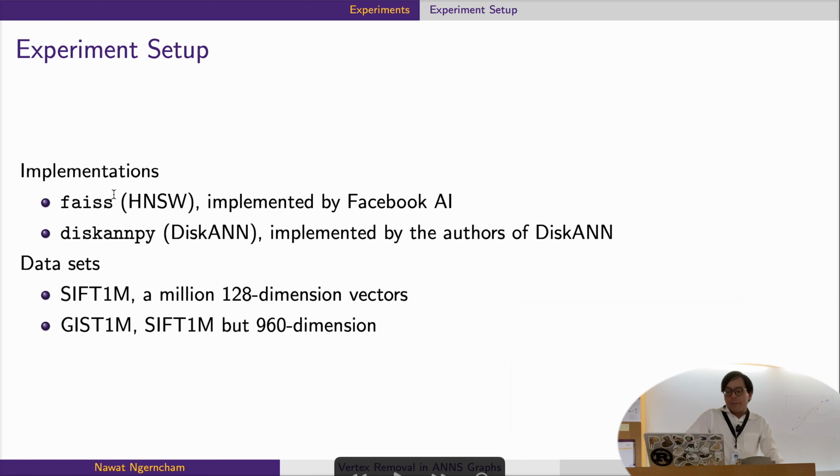And for the experimental setup, I just took a few implementations from GitHub. For HNSW, I used the implementation from FAISS, Facebook AI Similarity Search. And for DiskANN, I used DiskANN-Py, which is implemented by the authors of DiskANN themselves. And for the datasets, I used SIFT1M, which is a million vectors of 128 dimensions, and GIST1M, which is basically SIFT1M, but instead of 128 dimensions, it has 960 dimensions.